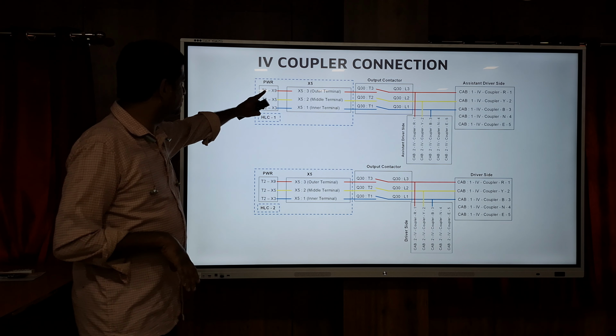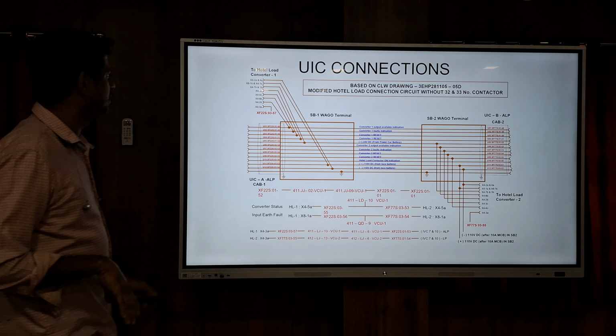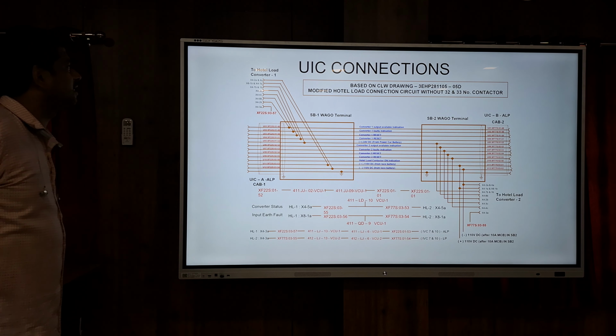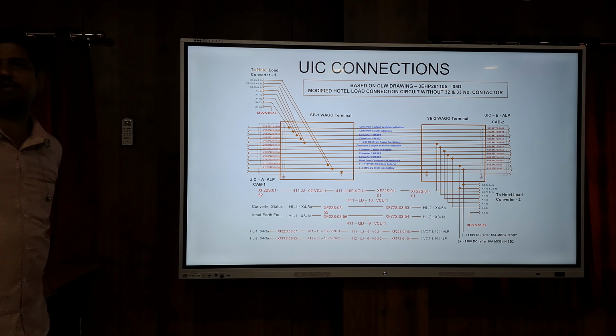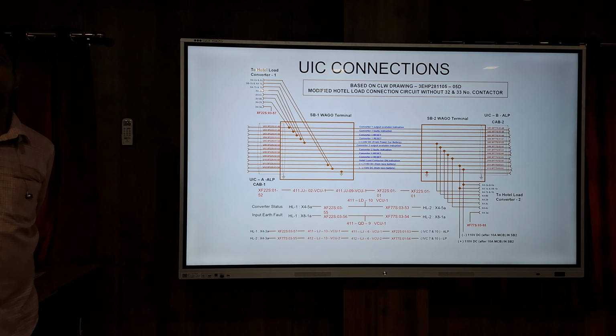This one is converter A and this one is for converter B, similar design only. This is the UIC connection. We told that the UIC is there. UIC is for control supply only. From the loco, 750 volt is fed to the power car. But whether this hot load power is required for the coach or not is decided by the person who is operating the power car.